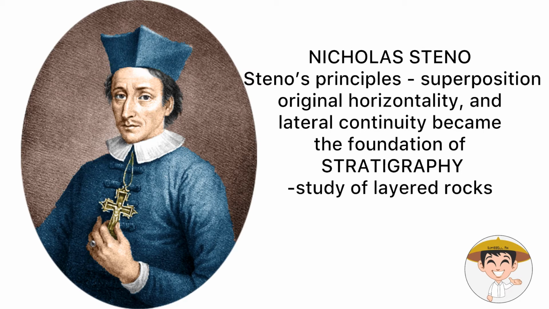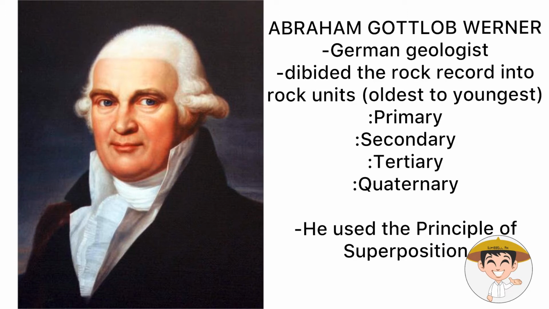Since the geologic timescale is based on the rock record, the first order of business is to establish the correct succession of rocks. Initially, this was done using relative dating techniques. One of the earliest attempts to subdivide the rock record into units of time was made by Abraham Gottlob Werner. He is a German geologist. So Werner divided the rock record into the following rock time units from oldest to youngest: primary, secondary, tertiary, and quaternary. Werner used the principle of superposition extensively to establish temporal relationship among the rock units.